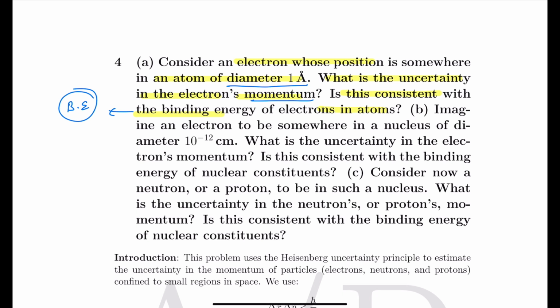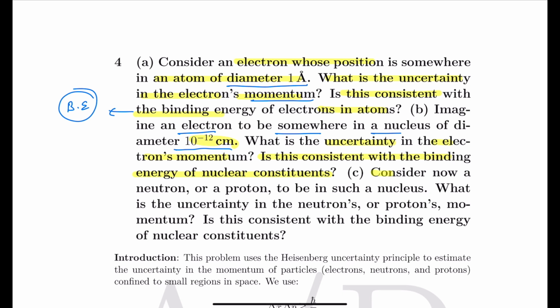Then you need to imagine an electron to be somewhere in a nucleus of diameter 10 to the power minus 12 centimeter. So we have a nucleus with a diameter of 10 to the power minus 12 centimeter, and you are required to find the uncertainty in the electron's momentum now. So we have two uncertainties in position, and that will lead to two different uncertainties in momentum. Then it is asking whether it is consistent with the binding energy of the electron's atomic nuclear constituent.